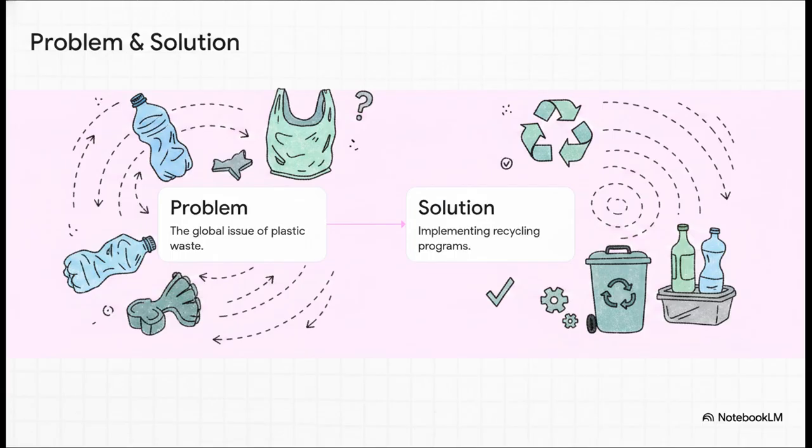This is where an author shines a spotlight on a major issue and then builds a clear pathway to fix it. Notice the logical flow here. First, the author outlines the massive global problem of plastic waste. And then, they strategically introduce Step 2, recycling programs, as the direct solution to that specific problem.